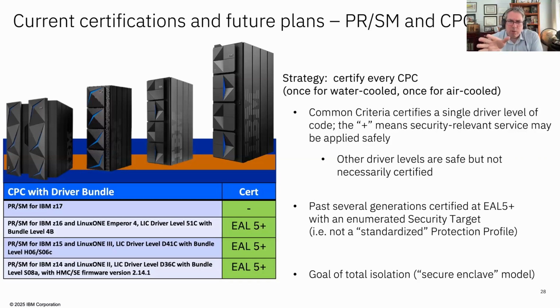Now, with Prism, it's a little bit interesting that we actually certify twice, once for the water cooled and once for the air cooled. And we have an awful lot of things hiding inside of that plus. We really focus on the isolation at the Prism level to make sure that this secure enclave that we talk up, whether it's in the z/OS context or confidential computing or HyperProtect, is all really driven and backed by that EAL 5 plus isolation that we are claiming.